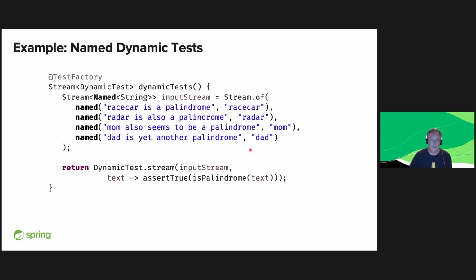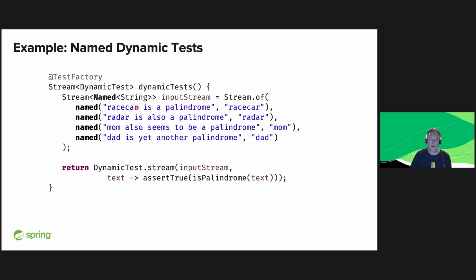So here we have an example. We have a @TestFactory method that's returning a stream of dynamic tests. And we see in here, we're creating a stream of Named, where the payload type is String. Now that could be anything. It could be a Person object, a number, whatever it is that you need to test against. And then here we're saying Stream.of, and we're using this named method. So this is the static import for Named.named. And the first argument is the name, and the second argument is the payload.